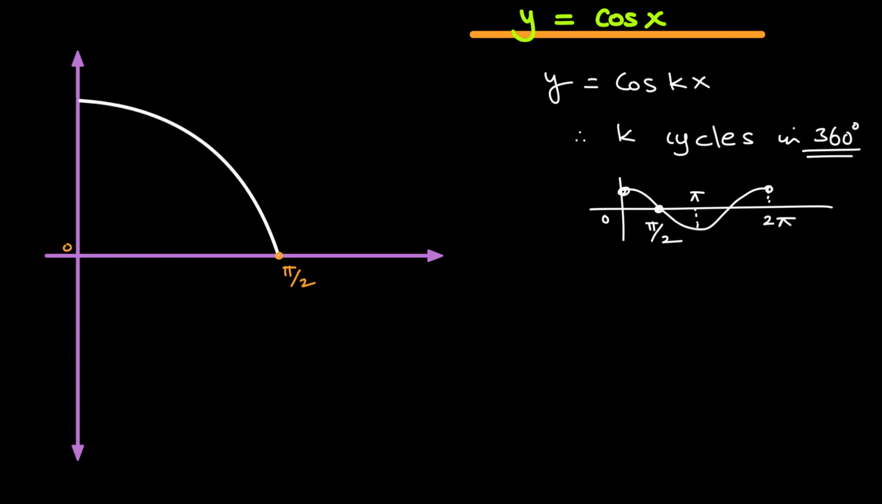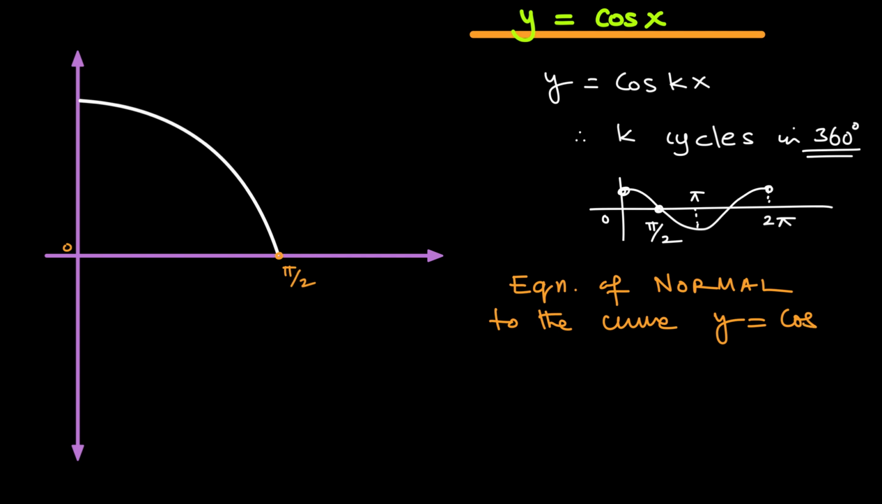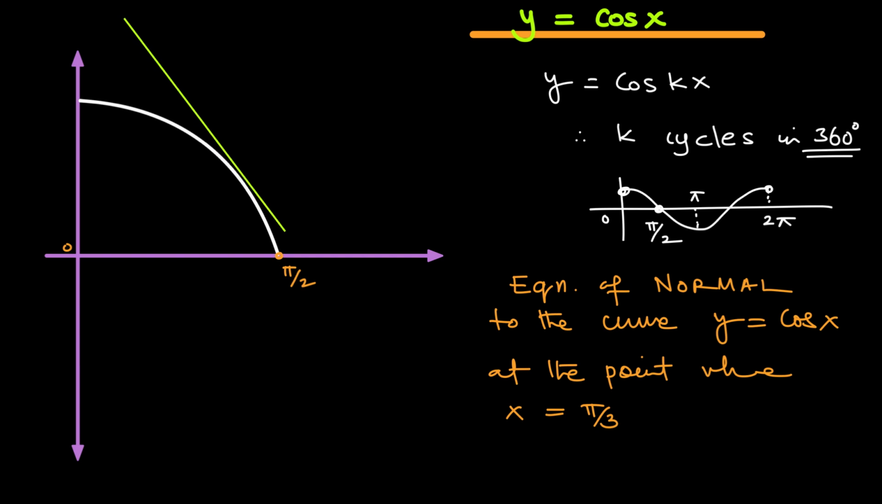Now this time, I want to find the equation of the normal to the curve. What is the equation of the curve? y is equal to cosine x at the point where x is equal to pi by 3. So now again let me draw a tangent line like this, and it's going something like this. It's not a scale diagram but a realistic one. This point somewhere over here, this is pi by 3.